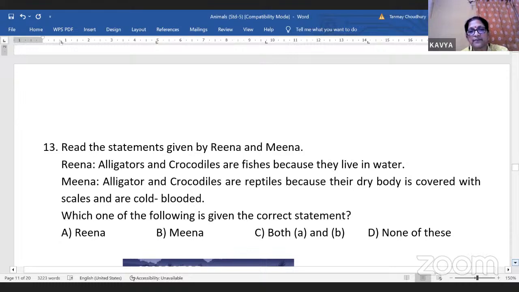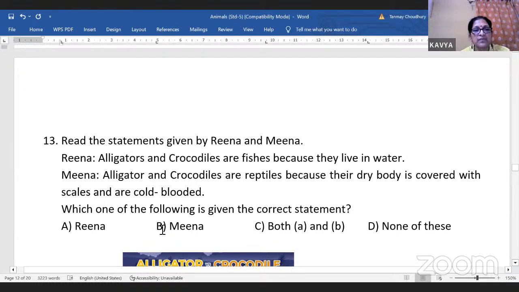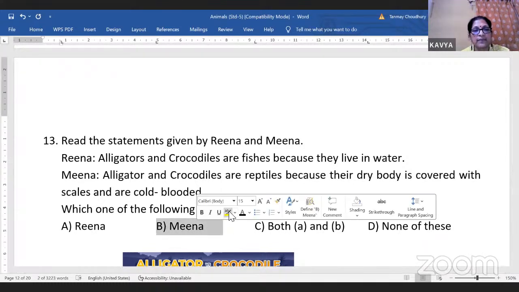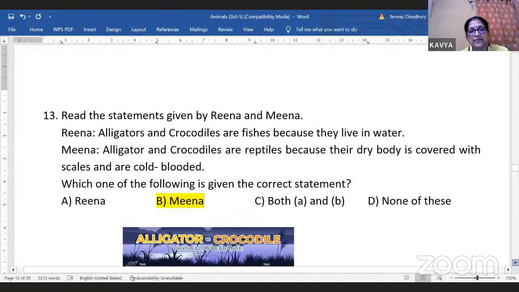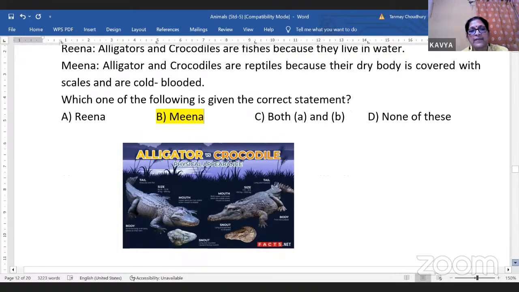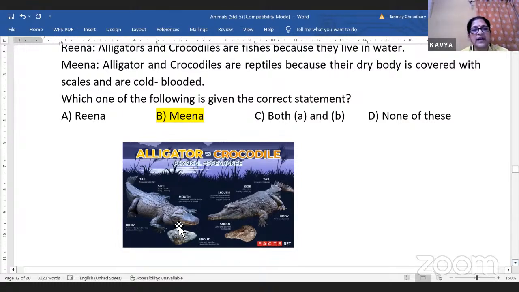Meena is correct. Okay, I've just brought a picture of alligators and crocodiles. So this is an alligator and this is a crocodile. The crocodile has got a big snout and it is bigger, and this is an alligator. So if you've been to Bhitarkanika National Park, you'll see saltwater crocodiles there. So this is the difference between alligator and crocodile.